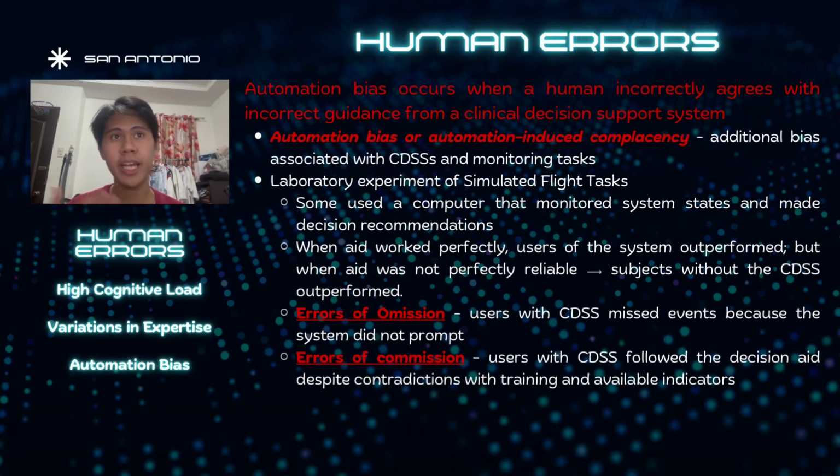So for the last human error, we have the automation bias, which occurs when a human incorrectly agrees with incorrect guidance from a clinical decision support system. Now, it's also termed automation-induced complacency, and there are two classifications. Errors of omission occur when users miss events because the system did not prompt, and errors of commission occur when users follow the decision despite contradictions with training and available indicators.